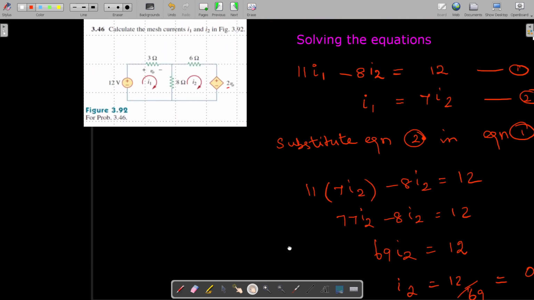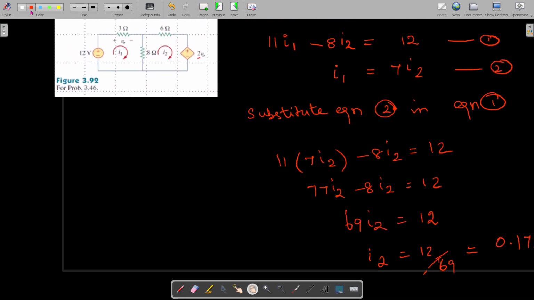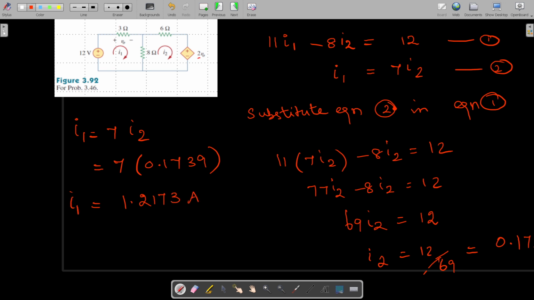So after getting this, you can go for the second equation. So what is the second equation? I1 is equal to 7 times I2. So in that you can substitute this value of I2. So 7 into I2 value, 0.1739 amperes, isn't it? So this is equal to 1.2173 amperes. This is I1. So we got the second answer also.